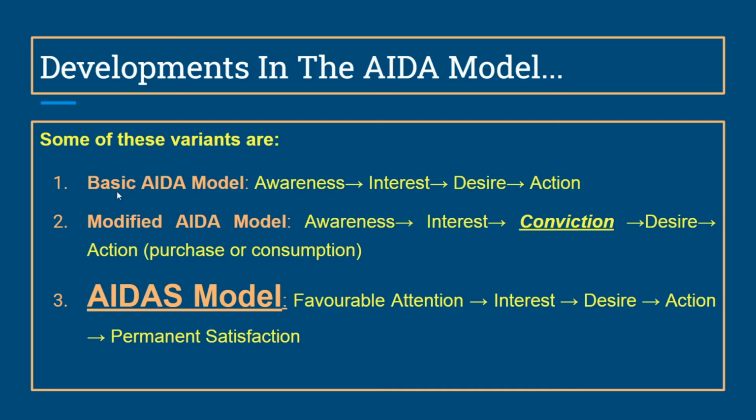Some of the variants are: the first is the basic AIDA model, which includes awareness, interest, desire, and action, which you have just learned. Later, it was modified to include conviction in between. And finally, in 1911, Arthur Frederick Sheldon revised the model by changing the first step to favorable attention and adding a fifth step, permanent satisfaction. The revised model was called the AIDAS model, which includes favorable attention, interest, desire, action, and permanent satisfaction. However, the concept of achieving permanent satisfaction among customers in such a competitive world seems to be unrealistic.